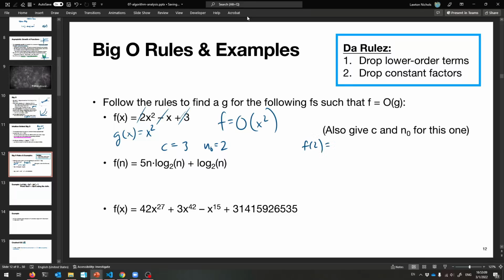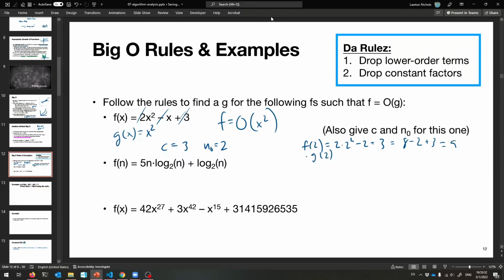That's equal to 2 times 2 squared minus 2 plus 3. Right, so that's 2 times 4, which is 8, minus 2 plus 3, which is 6, 7, 8, 9. So that's f of 2. What is g of 2?